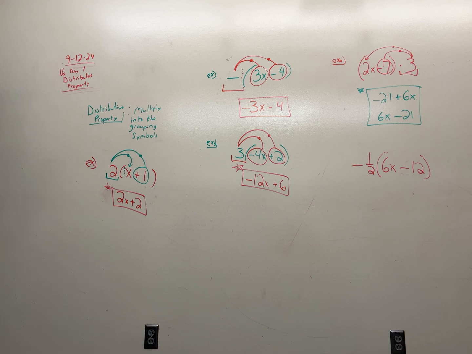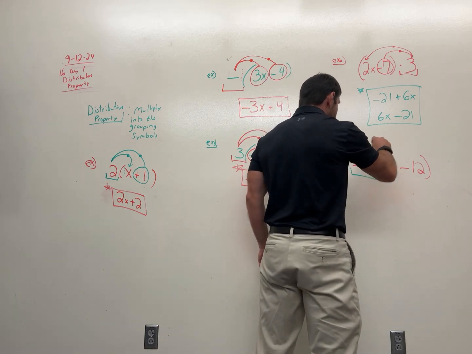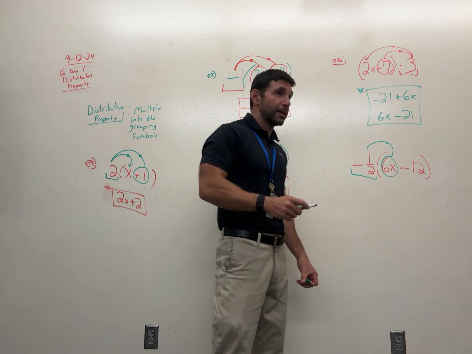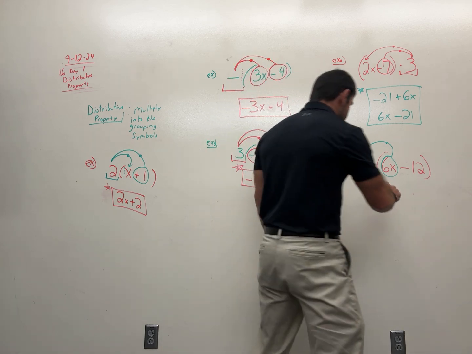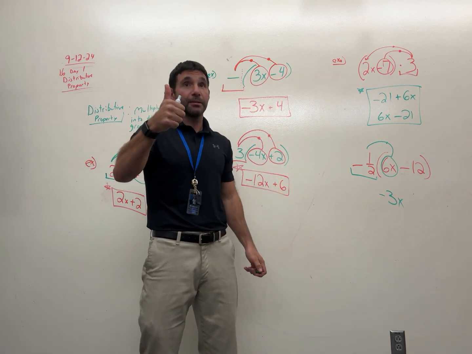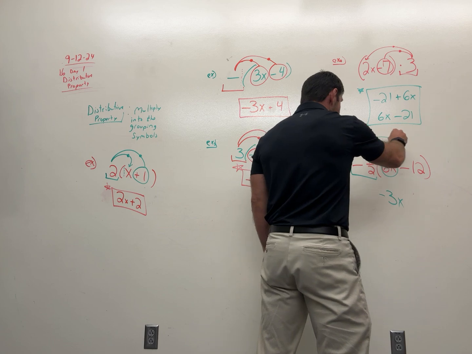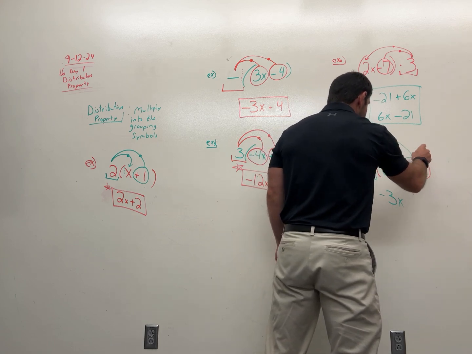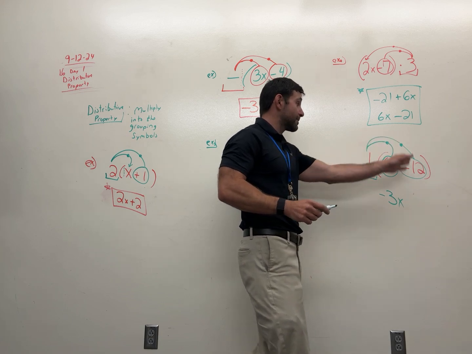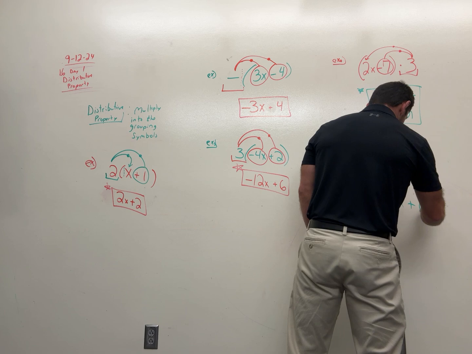Okay, so your calculator is your friend. I am multiplying the negative 1/2 to the 6x. So I do negative 1 divided by 2 times 6. Should give me negative 3x. Give me a thumbs up if we got that. Then I'm taking negative 1/2, multiplying it by negative 12. Negative 1/2 times negative 12 is positive 6.